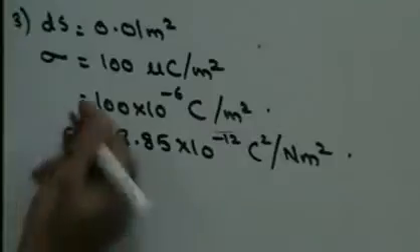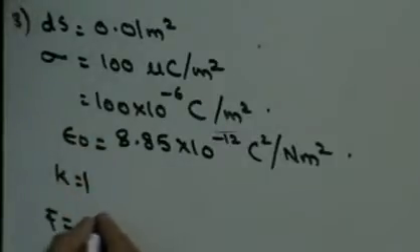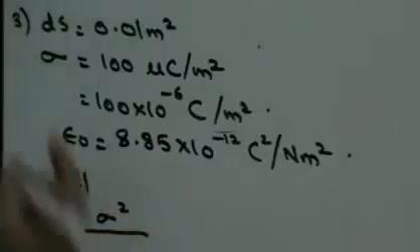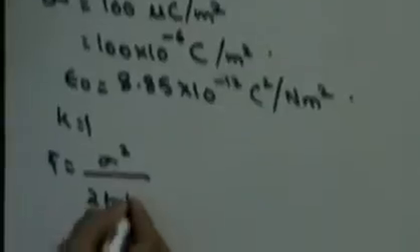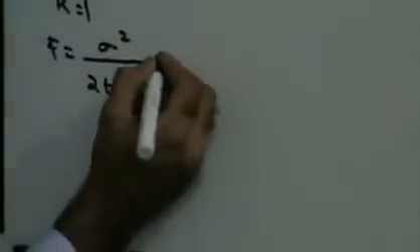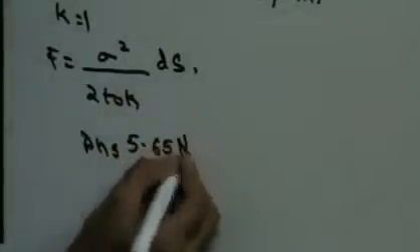Right? Same formula that we've been using in the previous two sums. You will still have the same formula, sigma square upon 2 epsilon 0 K into ds. Here fortunately for us they've given you sigma. All the values are given to you. Simple multiplication, you should get this answer as 5.65 newtons.